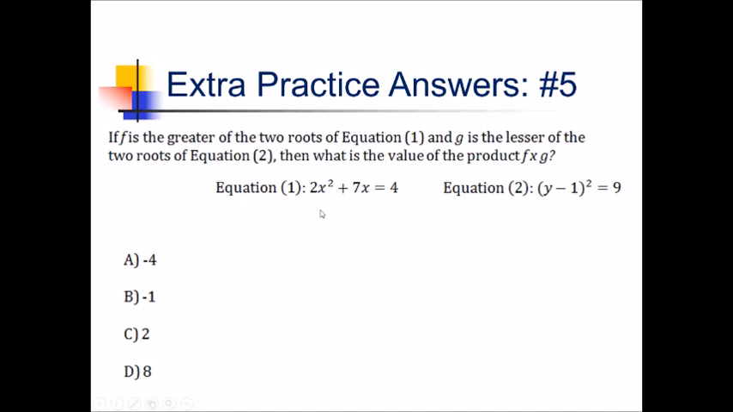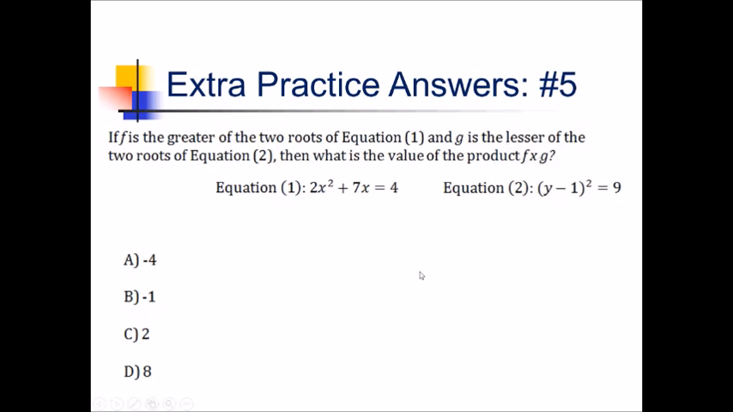For this problem, half the battle is just figuring out what they're really asking for. So they're saying f is the greater, or at least more positive, of the two roots of equation 1. So equation 1 has two answers. We want the bigger one of those. And then g is the lesser or smaller of the two roots of equation 2. So we want to take this f root and this g root, which we still need to find, and eventually we want to multiply them together, the product f times g.